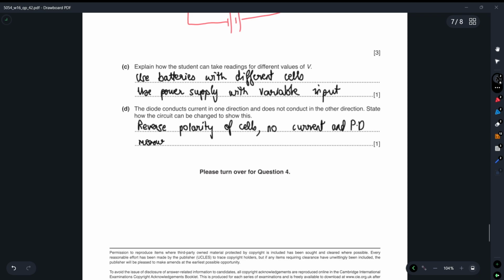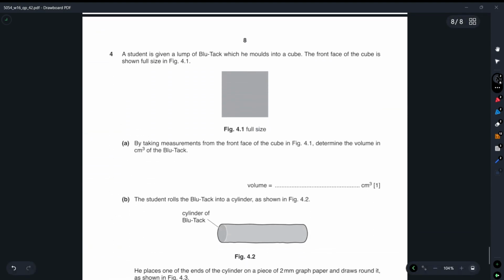ठीक है, so when you reverse the polarity you cannot measure anything, सब कुछ zero आ रहा होता है, means your diode is not letting the current pass through.